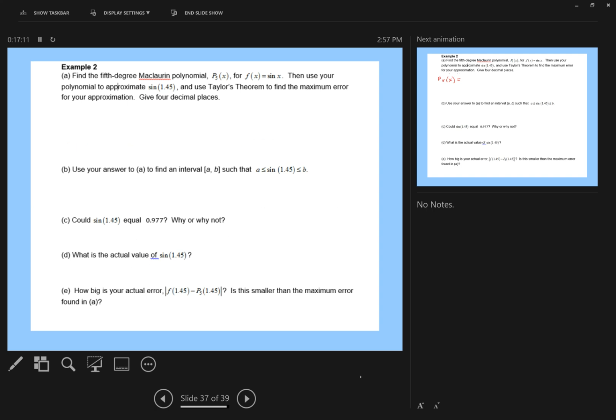Find the 5th degree Maclaurin polynomial for f of x equals sine x. Hey, we know that one, don't we? Can you write it without looking? The sine x. Okay, the 5th degree polynomial is, see if you can remember the sign. Is that the even or odd one? That's the odd one. What does it start with? X. Starts with x to the first. So can you write the sine one?